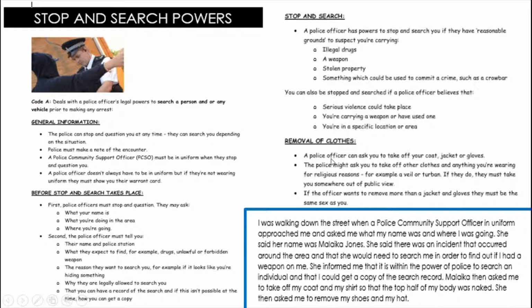The police officer has asked this individual to take more than just their coat, jacket or gloves off. They've asked this individual to take shoes and hat off, and the person is left with the top half of their body naked because they've also been asked to take their shirt off. It doesn't seem like this person's been taken into a private space. This has not been mentioned here. So we can assume that Malika Jones, the police officer, has not carried out the stop and search lawfully, as the individual has not been taken to a private space. And therefore, the police officer has abused their powers and breached the rights of the citizen.